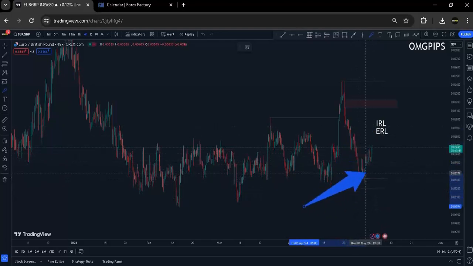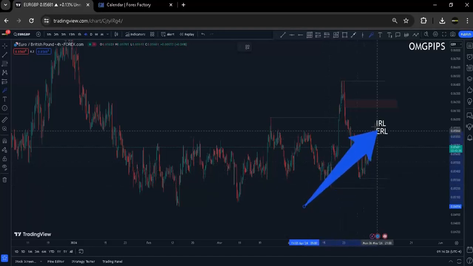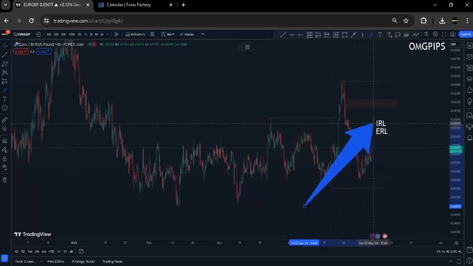This is telling me we just mitigated some internal range liquidity at this point, right? So if we mitigated internal range liquidity, what's the next step? External range liquidity, right? That's the next target, because we have mitigated internal range liquidity. So we are heading for what? We're moving from internal range liquidity to external range liquidity.